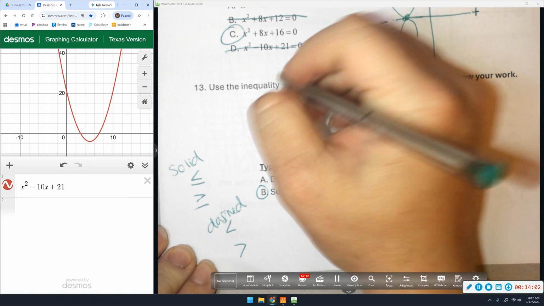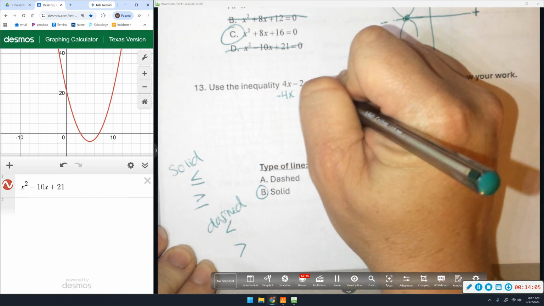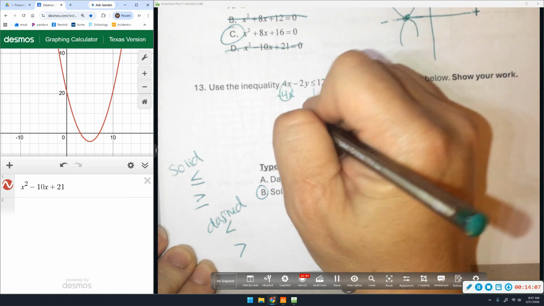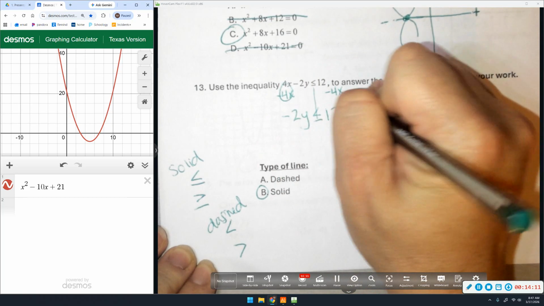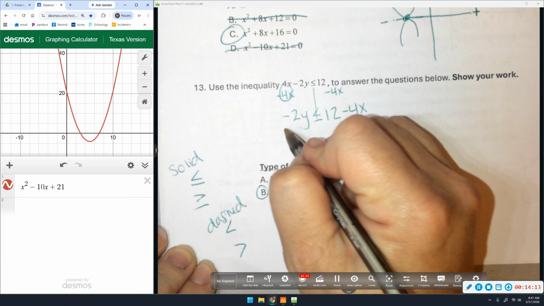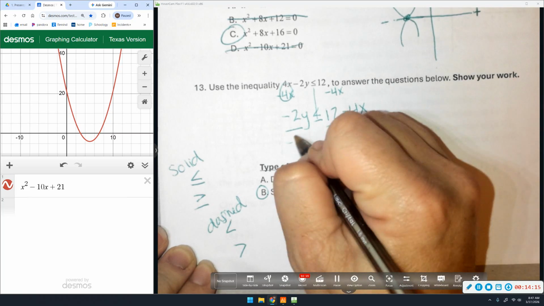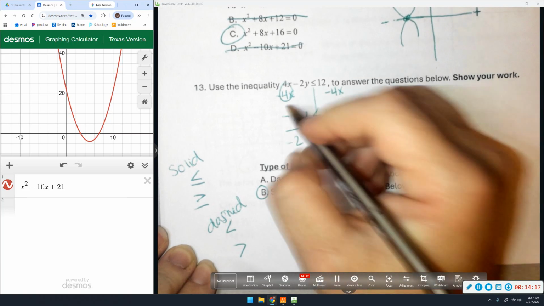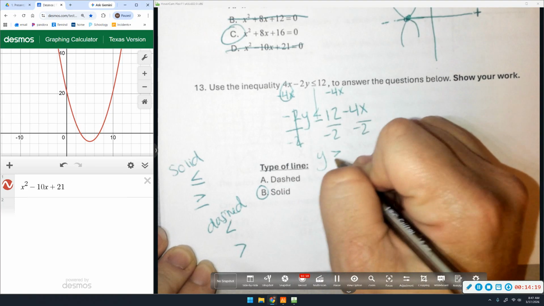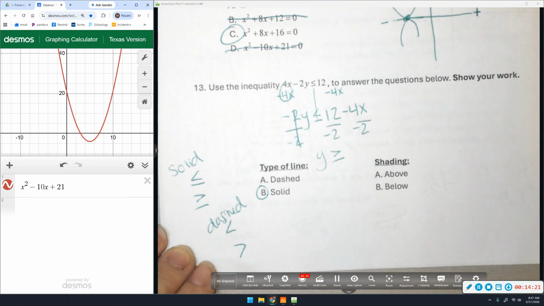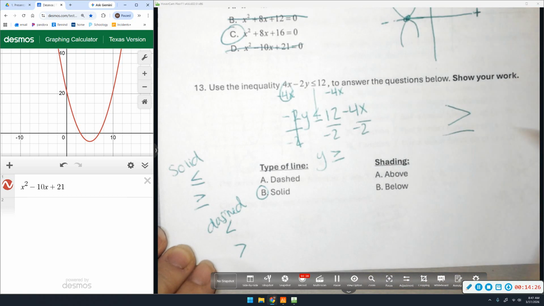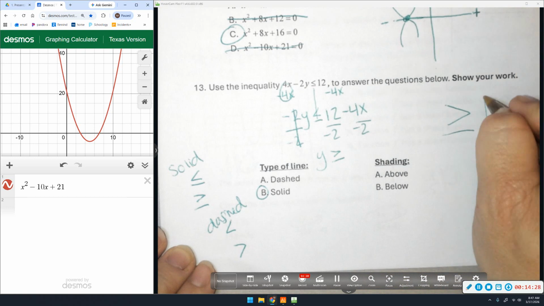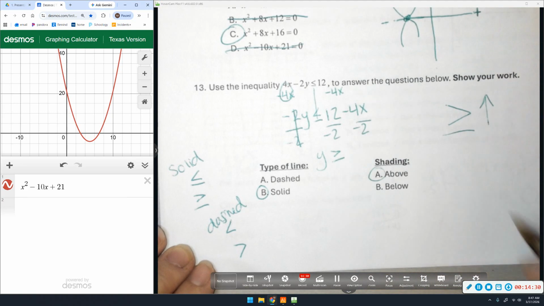I'm going to solve for y, so -4x on both sides. And I get -2y is less than or equal to 12 minus 4x. And then I have to divide everything by y, which is -2. And because I divided by a negative, I have to flip my symbol. Now I'm not graphing this, so I don't even need to simplify, but I know my final symbol is greater than or equal to. If something's greater than me, that is above me. If something's less than me, that would be below.